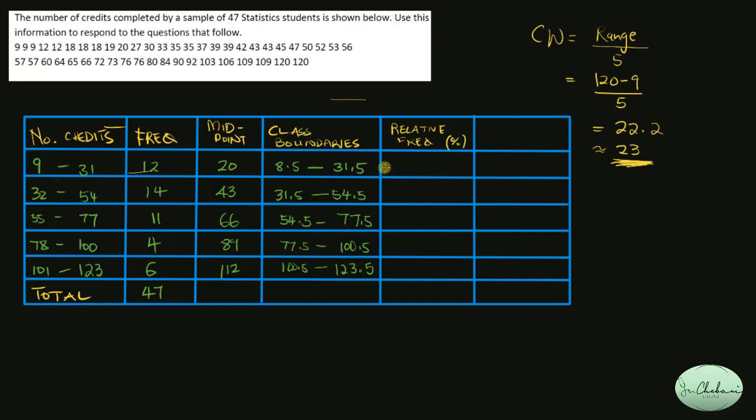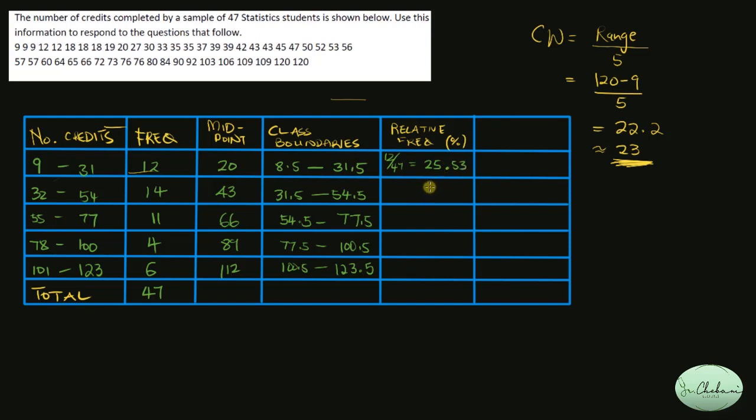In the first class, we have 12, right? So 12 relative to the total frequency is going to be 12 relative to 47, which in other words is 12 over 47, right? And then as a decimal, that number would come to 0.2553, but as a percentage, it will come to 25.53%. So that's our relative frequency.